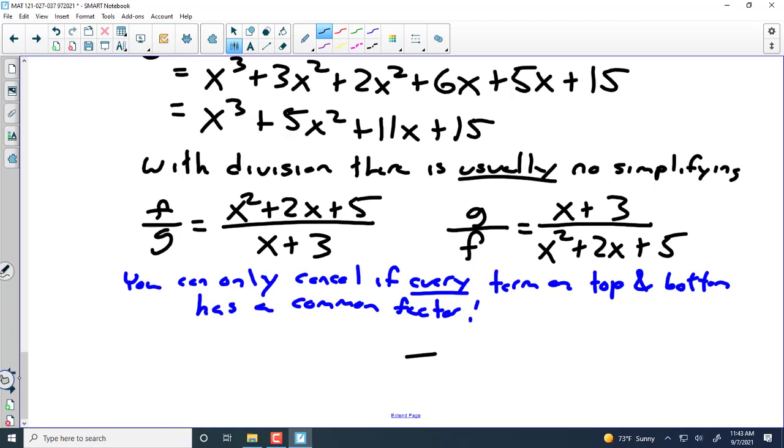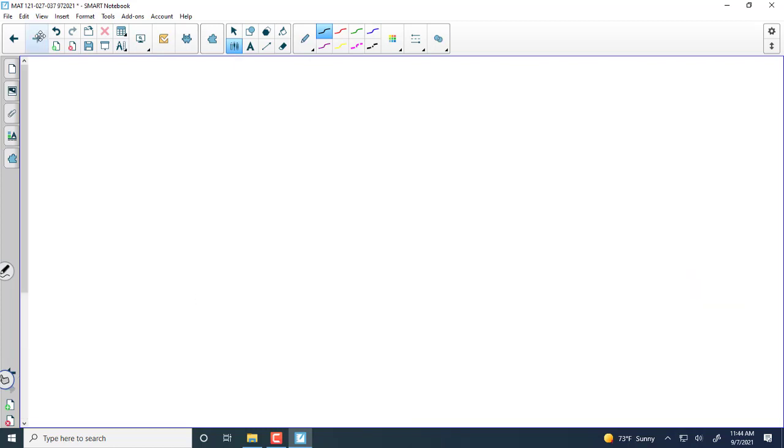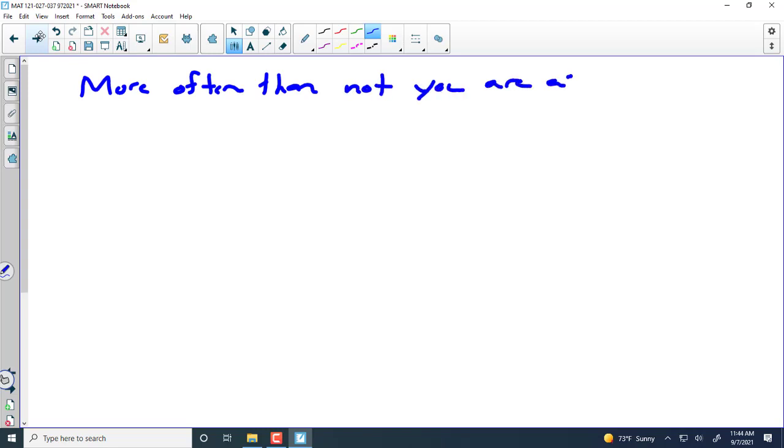All right. Now we're going to talk about compositions here in a little bit, but I want to stick with combinations, which is just adding, subtracting, multiplying, dividing for just a little bit longer. More often than not, you are asked to give the domain of a combination.